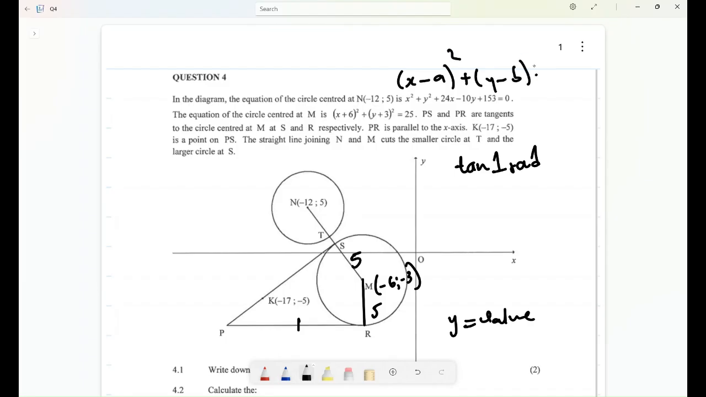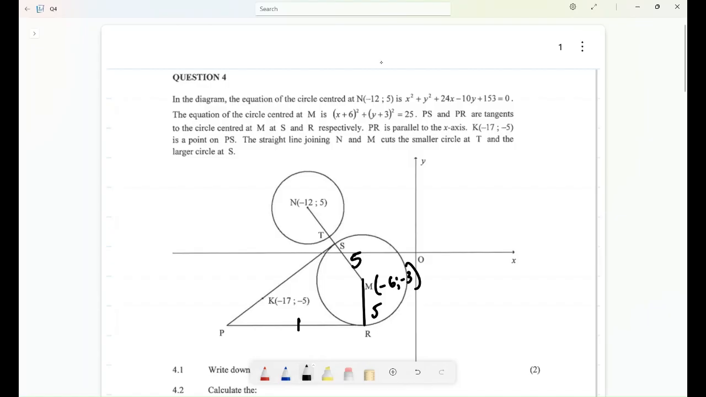Then we're going to square root this to get the radius. Now how can we do that? Just say, rearrange this in an order like this. Say it is x squared plus 24x, collect the x's, plus y squared minus 10y, and take all the constants to the other side. Okay, negative 153. Now, don't struggle with this one.